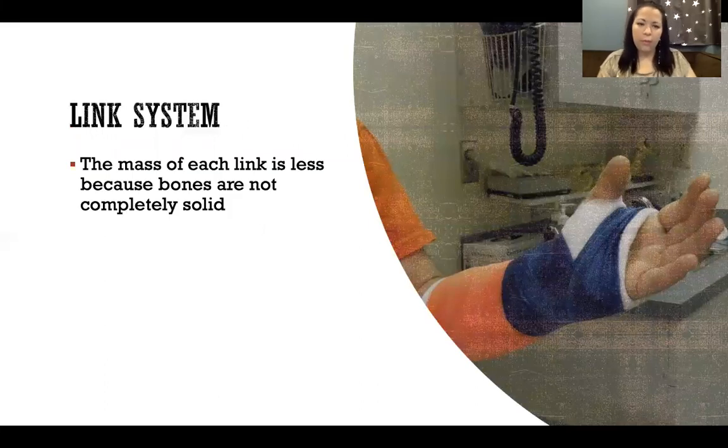All right, so the mass of each link is less because bones are not completely solid. Okay, so we want less mass essentially for efficiency of movement. Less mass in the limbs means we have to produce less muscle force to move the limb. So thankfully, bones are not completely solid. We've got that space in the middle, and we've got some spongy bone. So bones are not completely solid, which means they're of less mass, which means there's less resistance for the muscles to have to work against to cause movement.